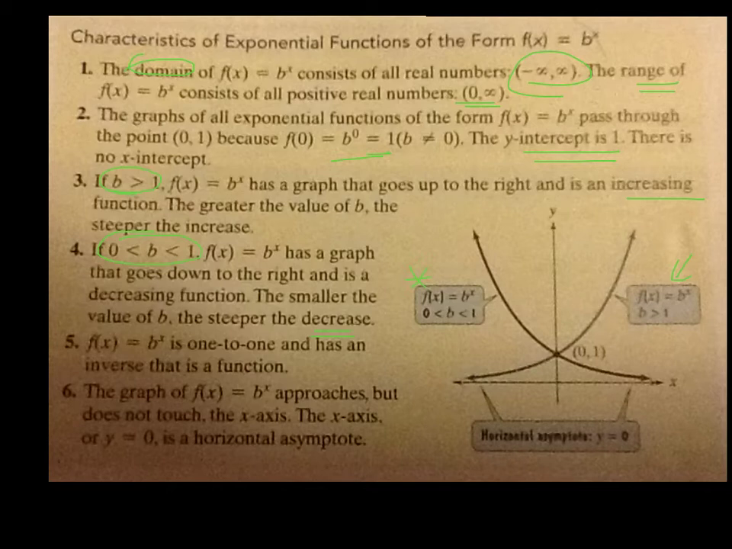Exponential functions are one-to-one, which means that they do have an inverse. They pass the horizontal line test. And those exponential functions always approach the x-axis, which means, as we saw at the end of first semester, we have a horizontal asymptote at y equals 0. Okay, so those are just a few of the basic characteristics of these exponential functions.